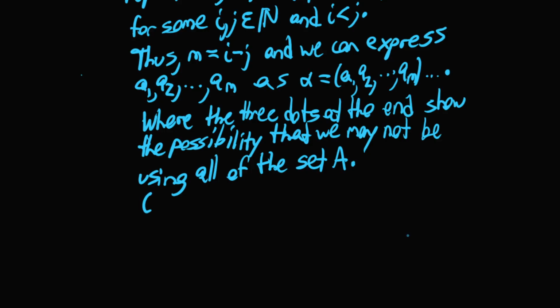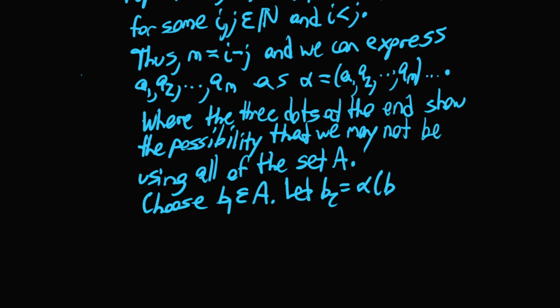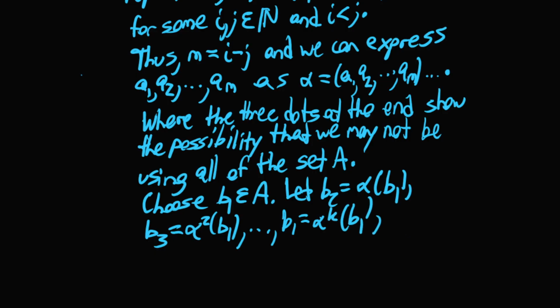Okay, so now let's choose an element B1 in A, and let B2 equal the permutation alpha of B1, B3 equals alpha squared of B1, so on and so forth, where B1 equals alpha k of B1 for some natural number k.